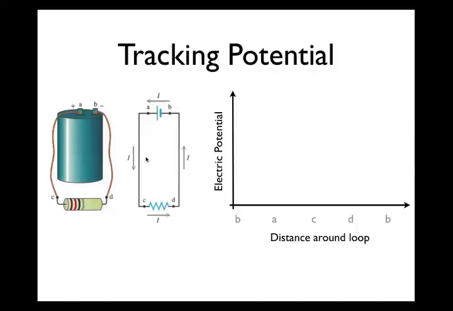And what we want to think about is the electric potential, or perhaps the electric potential difference between one point of a circuit and another point of a circuit. So as we process around this loop, what happens to the electric potential?